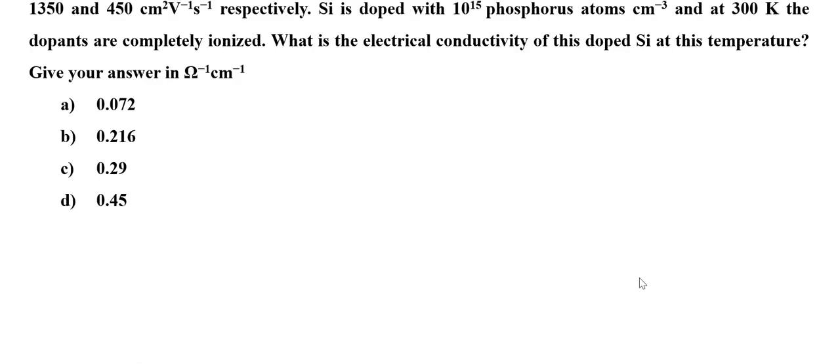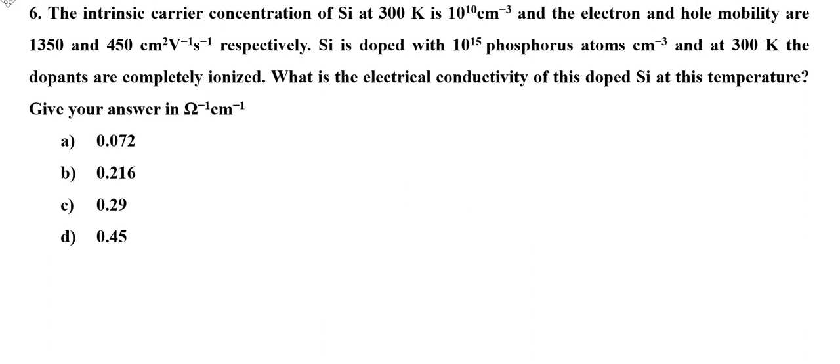Yes, ma'am. The next is the intrinsic carrier concentration of silicon at 300 Kelvin, that is the Ni value is given. Electron and hole mobilities, mu E and mu H, are given as 1350 and 450. If silicon is doped with 10 power 15 phosphorus atoms at 300 Kelvin, and the dopants are completely ionized, meaning there are no residues, you have to take the n value as 10 power 15. Then we have to find the electrical conductivity of the doped silicon at this temperature.